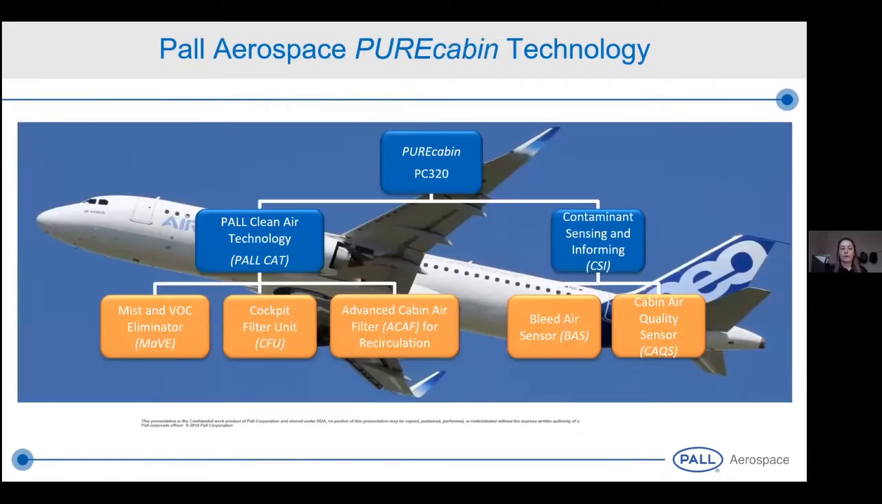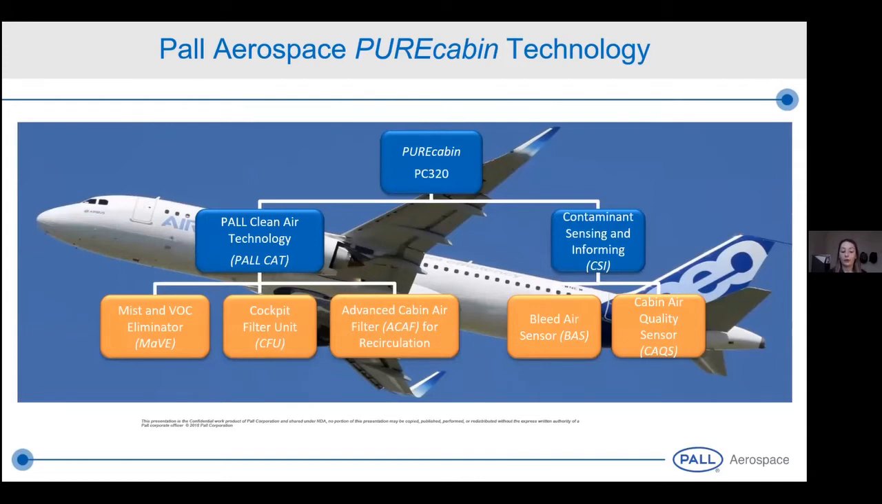A little bit about our initiatives in cabin air filtration. We have a big strategic initiative within our company that we call Pure Cabin, which covers Pall Clean Air Technology. We already have what we call ACAF, the Advanced Cabin Air Filter for Recirculation, which includes particulate filtration and VOC activated carbon. I'm going to go into a little more detail about that.